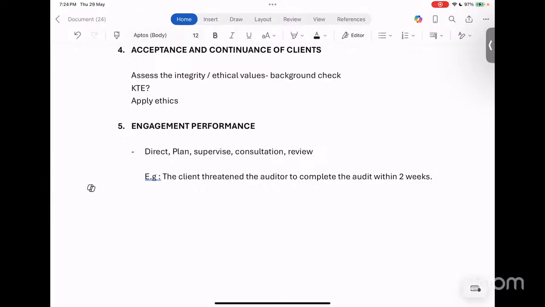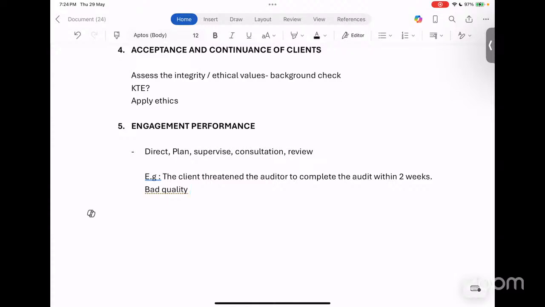Of course, this is an intimidation threat, but this will also lead to bad quality audit. Why? Because you won't have the time to actually do the proper planning, direction, and supervision. So you will cut corners everywhere. Like, you will try to reduce your work so that you can complete it well in time. So this is going to hamper the quality of audit.